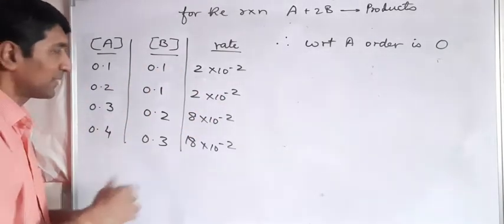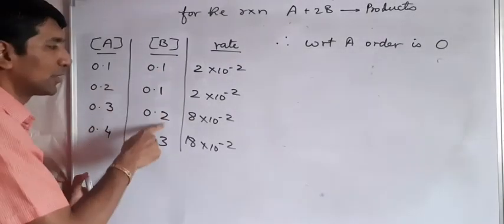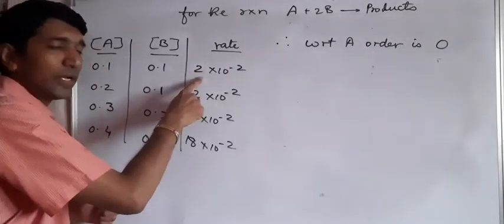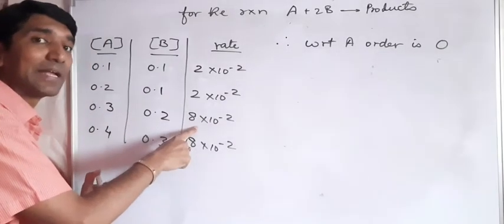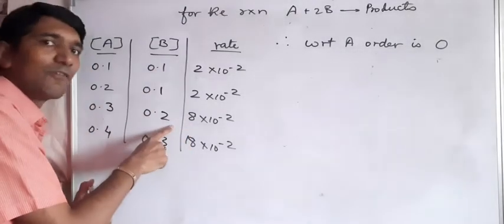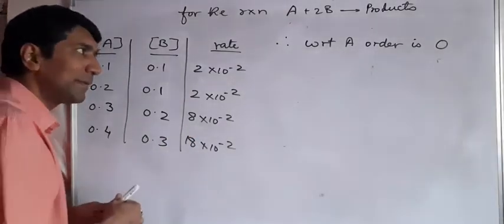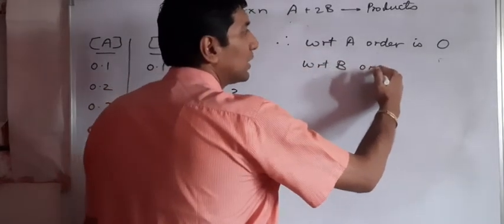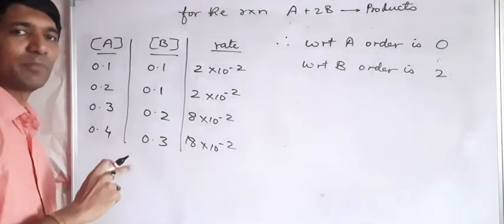So, where do we check now? Now, in terms of B, if you see, the concentration has been doubled from 0.1 to 0.2. But the rate of the reaction has changed from 2 into 10 raised to power minus 2 to 8 into 10 raised to power minus 2, which means it has become 4 times. So, on doubling the concentration of B, the rate of the reaction has become 4 times. That means, with respect to B, the order is 2.